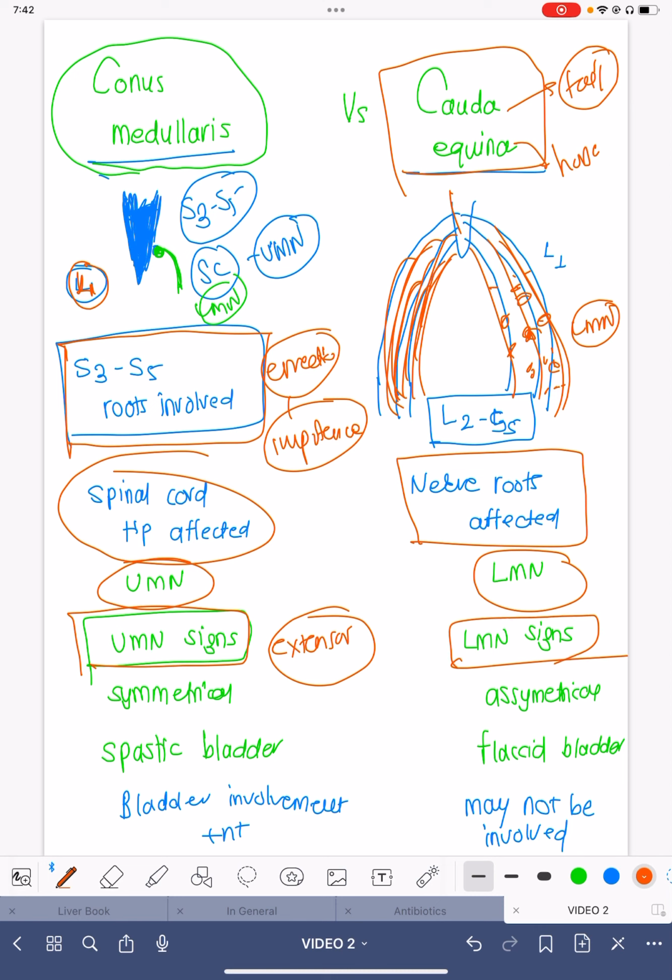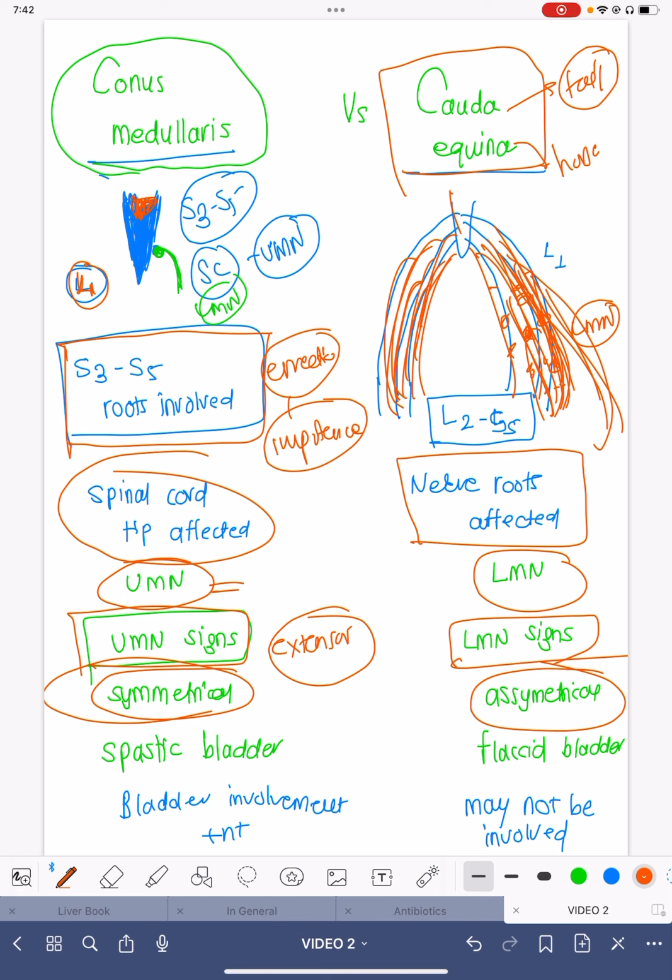So what are LMN signs? LMN signs are significant atrophy and flaccidity. Whereas in UMN, what we get is spasticity, and atrophy will be there, but it will be slightly delayed. As the spinal cord is involved, it will cause damage to both bilateral S3, bilateral S4, bilateral S5. So the presentation will always be symmetrical. Whereas in roots, only one-sided roots are usually involved. It can be both, but most of the time only one-sided roots are involved. So the presentation is almost always asymmetrical.